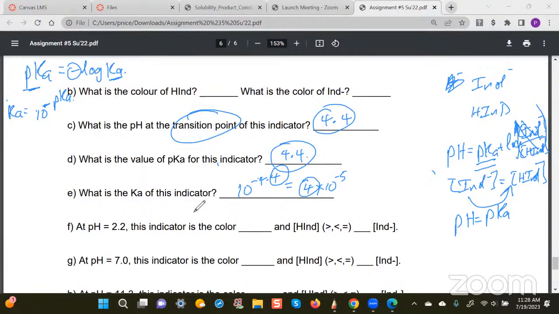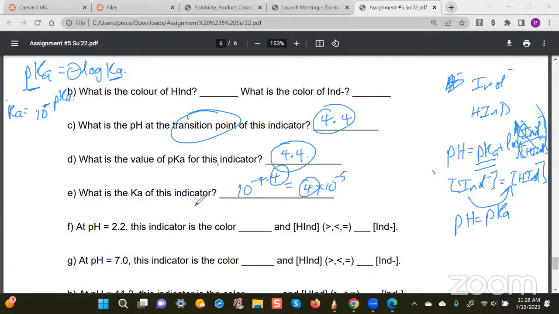Okay, let's look at the F part. It says at pH 2.2, this indicator is the color, and it gives a space for that. And it's asking whether the concentration of the weak acid is greater than, less than, or equal to the concentration of the conjugate base.